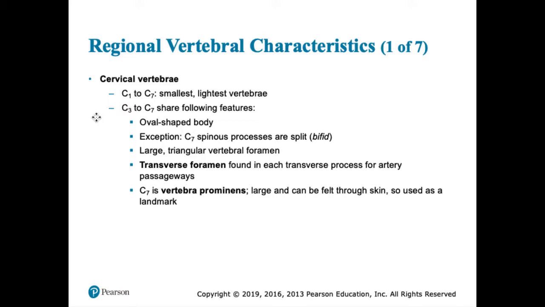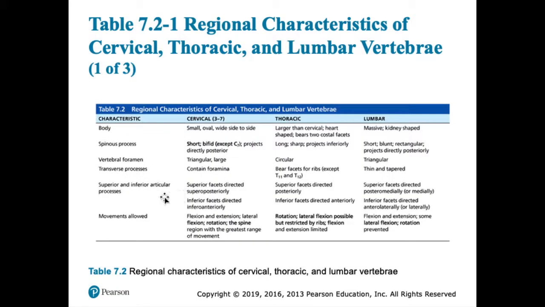The cervical vertebrae, C1 to C7, are the smallest and lightest vertebrae. C3 to C7 have an oval-shaped body. The exception is C7, which has a spinous process; the others are split, which we call bifid. They have a large triangular vertebral foramen. The transverse foramen is found in each transverse process for artery passage. And then the C7 is the vertebra prominens. It's large and can be felt through the skin, so it's actually used as a landmark to help find where the vertebral column is.